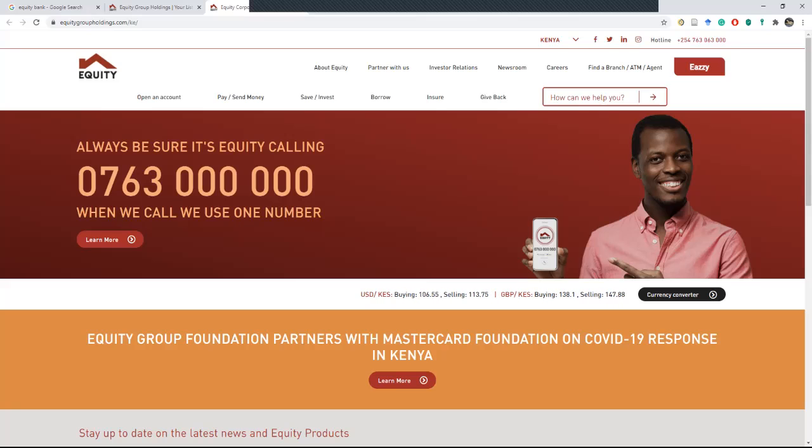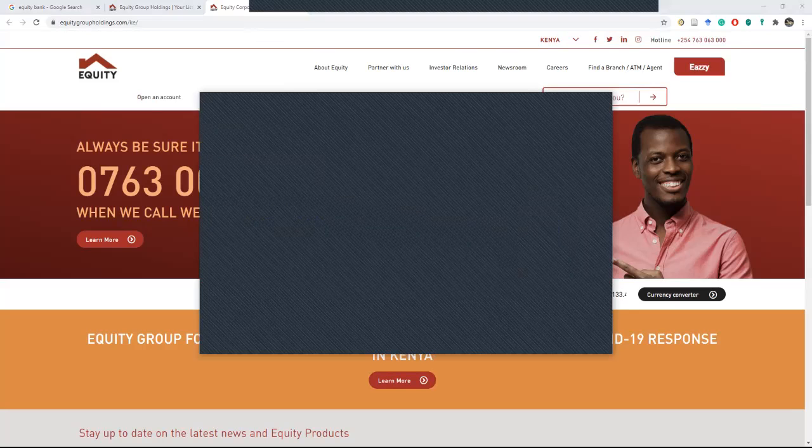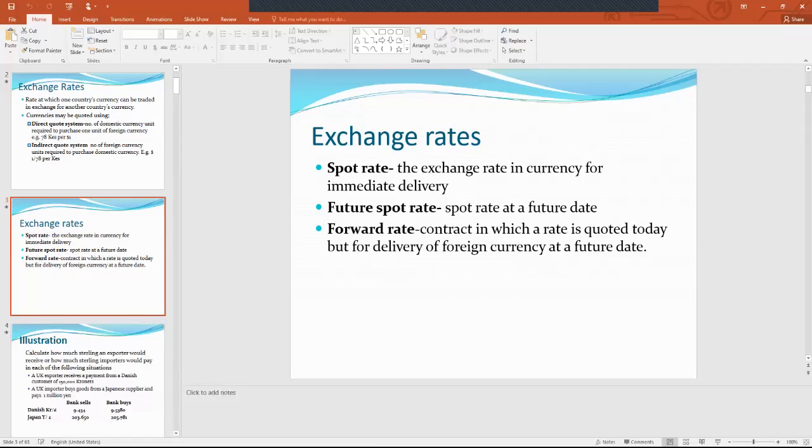Now, the exchange rate applicable tomorrow is referred to as the future spot market. So if you go tomorrow to Equity Bank and you have $1 US you want to sell to them, they are going to give you the rates for tomorrow, not for today. Therefore, the rate given tomorrow, for a future date, is referred to as a future spot rate.